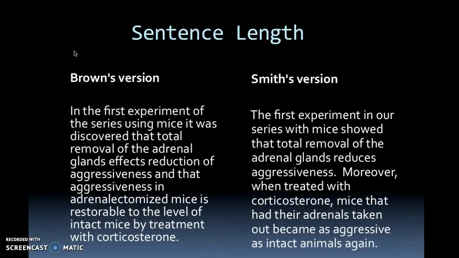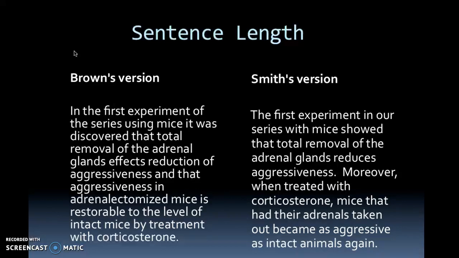Sentence length is another major difference. I'll read Brown's version, and you can tell what some of the problems are with this version. In the first experiment of the series using mice, it was discovered that total removal of the adrenal glands affects reduction of aggressiveness, and that aggressiveness in adrenalectomized mice is restorable to the level of intact mice by treatment with corticosterone. What did you hear me doing there? You heard me trying to catch my breath, and that is a problem. When the reader has to pause while they're reading through a sentence, it's likely that a period is necessary.